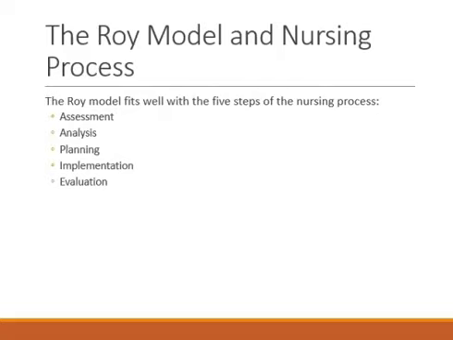Okay, so the Roy model and nursing process is what we're talking about. So this model fits really well with the 5 steps of the nursing process. I know that you guys probably already know all of these. So it's assessment, analysis, planning, implementation, and evaluation. So the primary nursing assessments are the client's behavior or the output. So basically, the nurse really should try to determine whether that client's behavior is adaptive or maladaptive in each of the 4 adaptational modes that we previously defined.